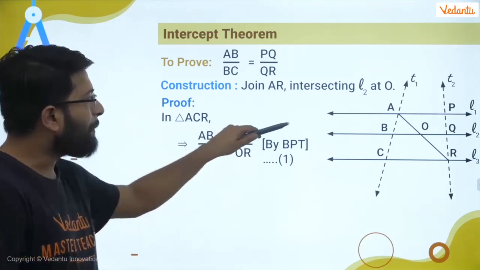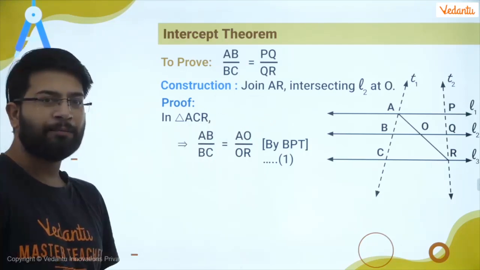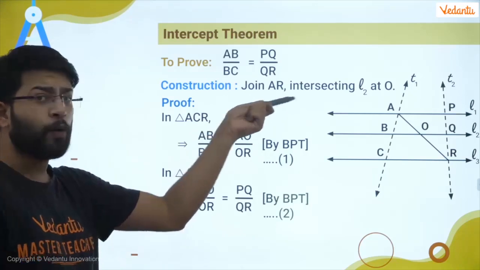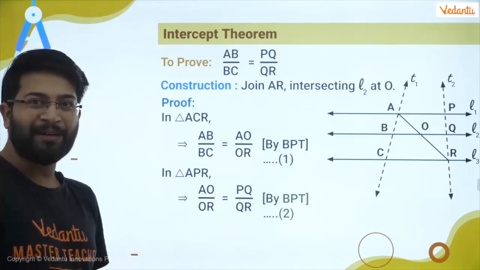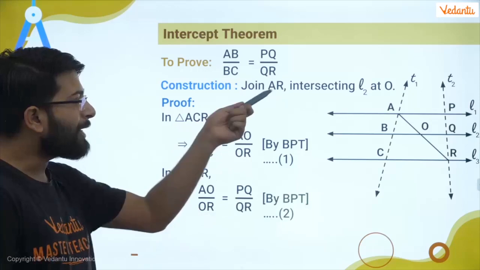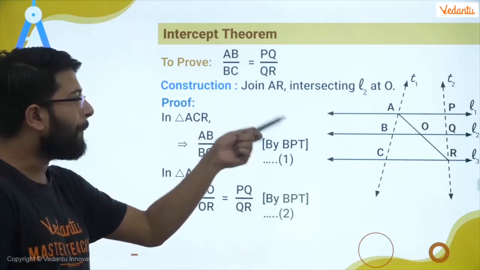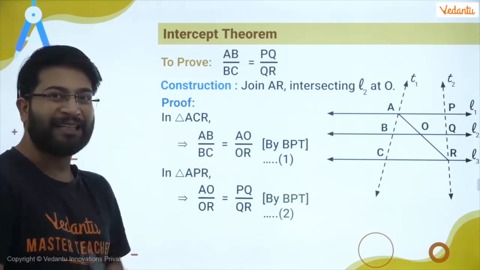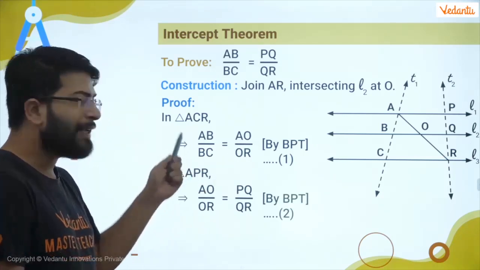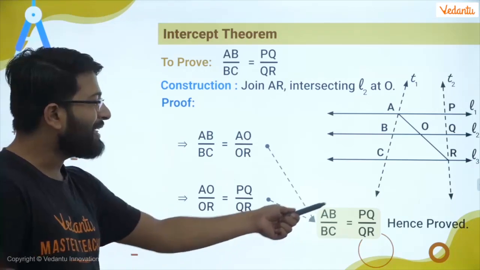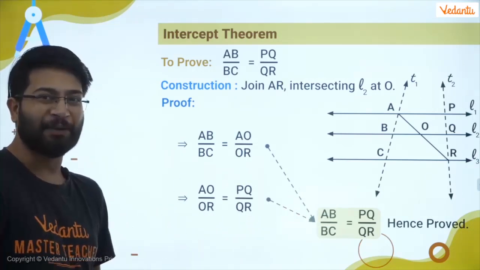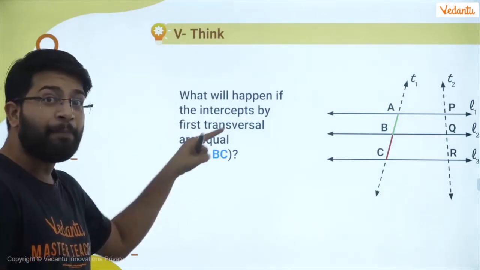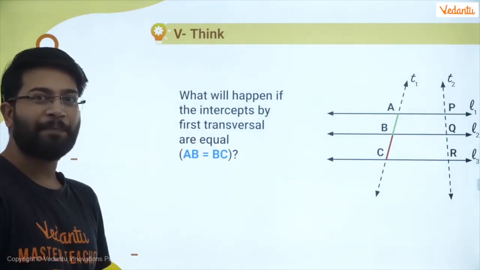We can write AB upon BC equal to AO upon OR. Same, champ, in the second triangle APR, OQ is parallel to AP. So we can apply BPT over here, right? We can write that PQ upon QR equal to AO upon OR. Now champ, in both the equations, AO upon OR is the common ratio. So with the help of that, we can write that AB upon BC equal to PQ upon QR. Hence proved.